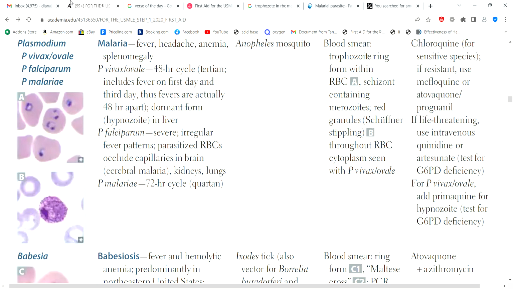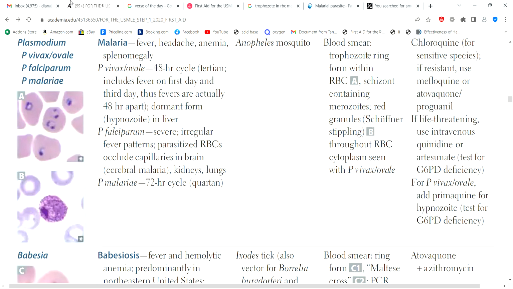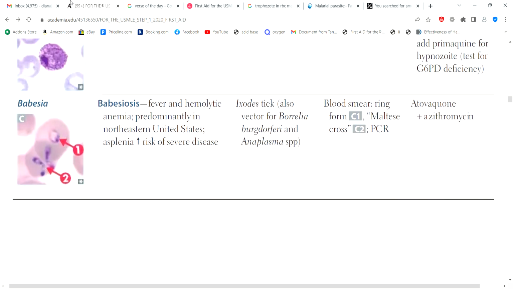Now, next, Babesia. Babesia is this. You see fever and hemolytic anemia predominantly in the northeastern U.S. There's asplenia. Asplenia increases risk of severe disease. So, you see fever and hemolytic anemia. It's seen in the northeastern U.S. Lack of a spleen increases your risk of babesia. This babesia is carried by the Ixodes tick, which is also what carries Borrelia burgdorferi and Anaplasma species.